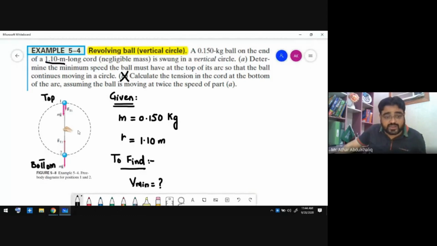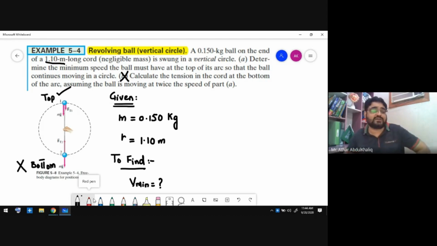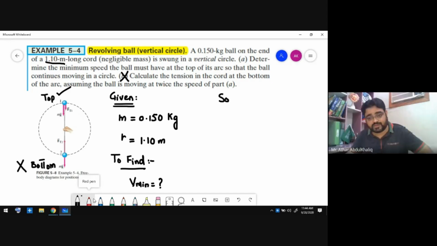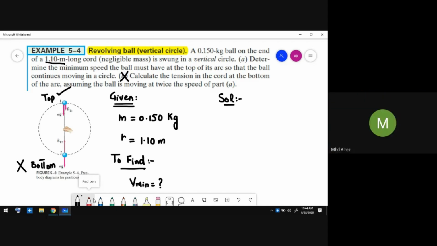Now we are on this page. We need to find minimum velocity, but we are not concerned about the bottom point. They just ask for the top point. If you look at the top point, how many forces are acting there? It's two, right? Very good. Which are those two? Gravity and the force of the string.